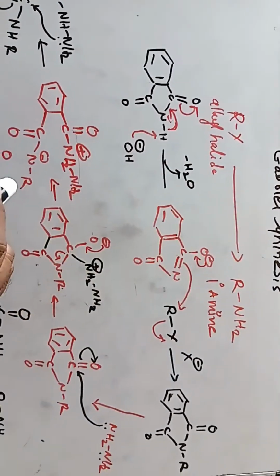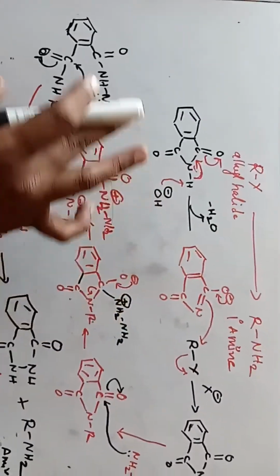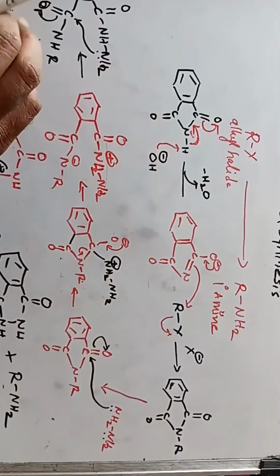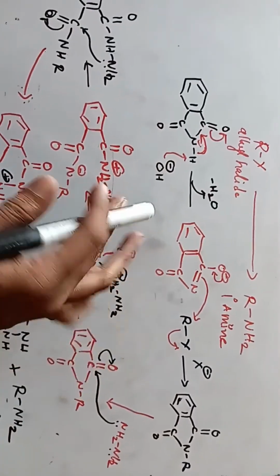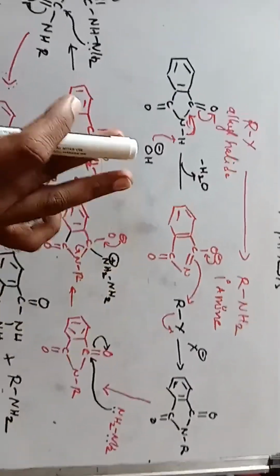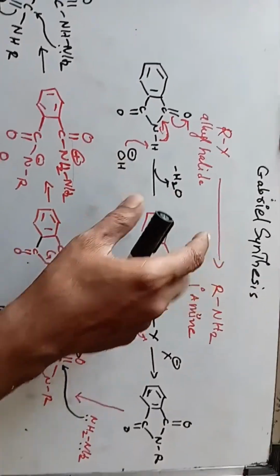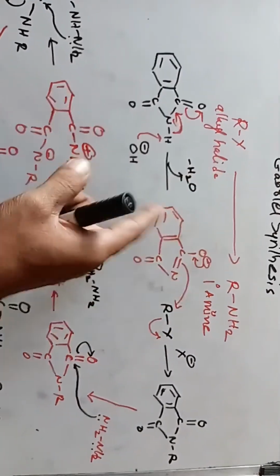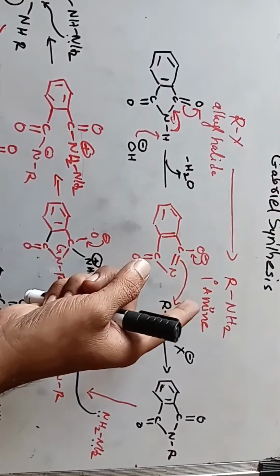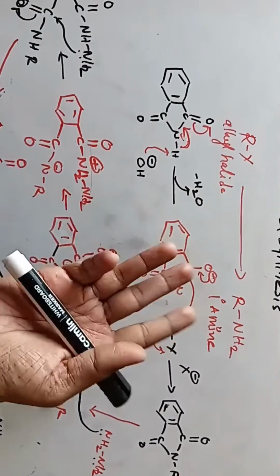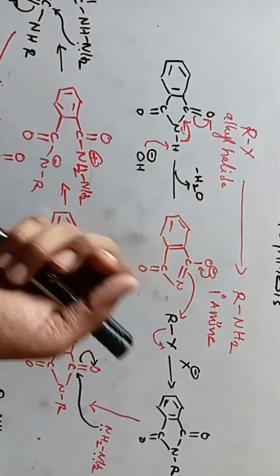Gabriel synthesis, and this is the mechanism of how the Gabriel synthesis happens. It seems very complex, but actually it is not. It's very simple. First we will understand what the Gabriel synthesis is. Gabriel synthesis is the synthesis where a primary amine, RNH2, is prepared, and for the synthesis we require some reagents.